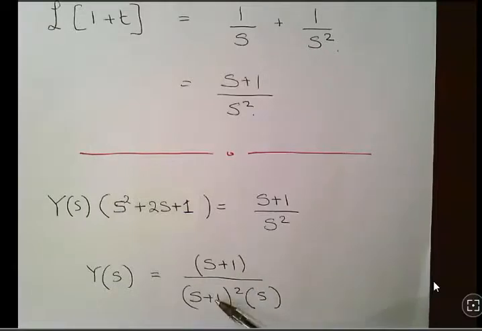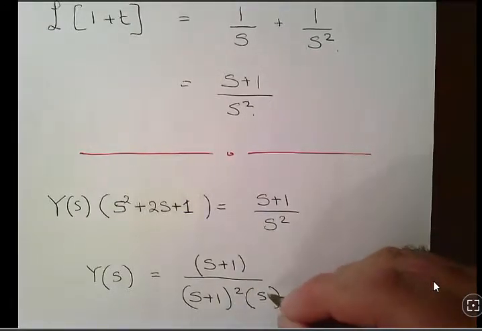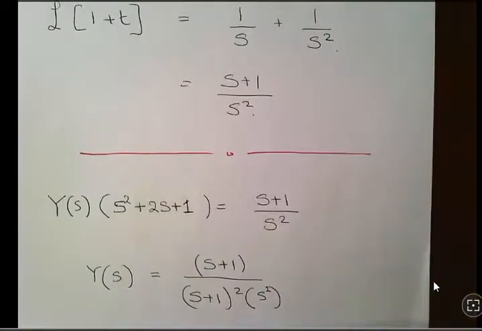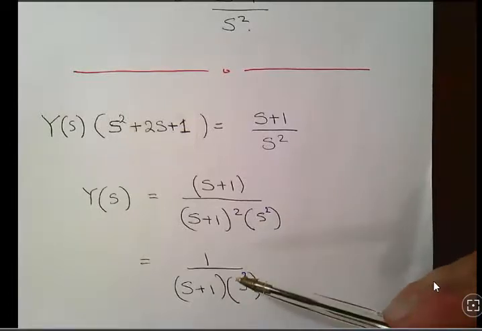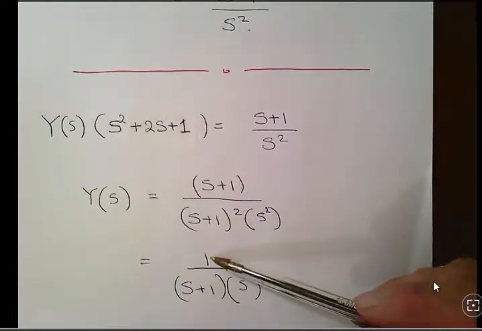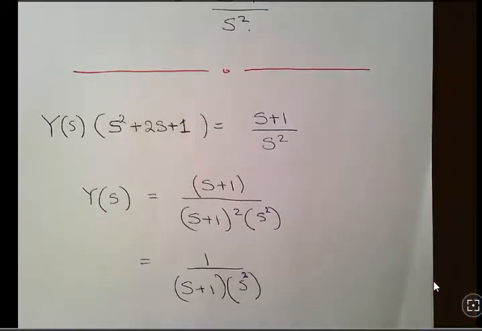S plus 1 over s plus 1 squared times s squared, that should be squared there, sorry, pardon me. There we go. So anyway, it just resolves itself down. So we have 1 over s plus 1 times s squared.